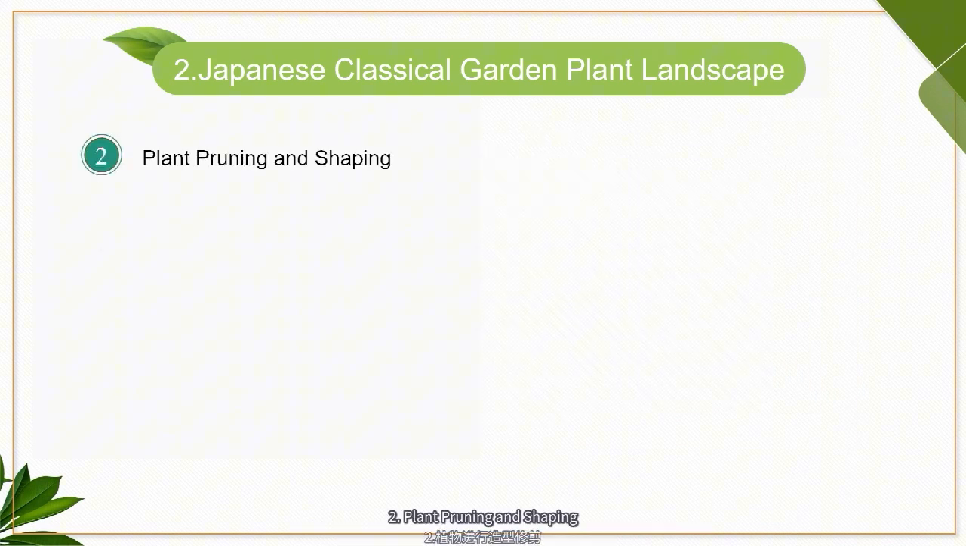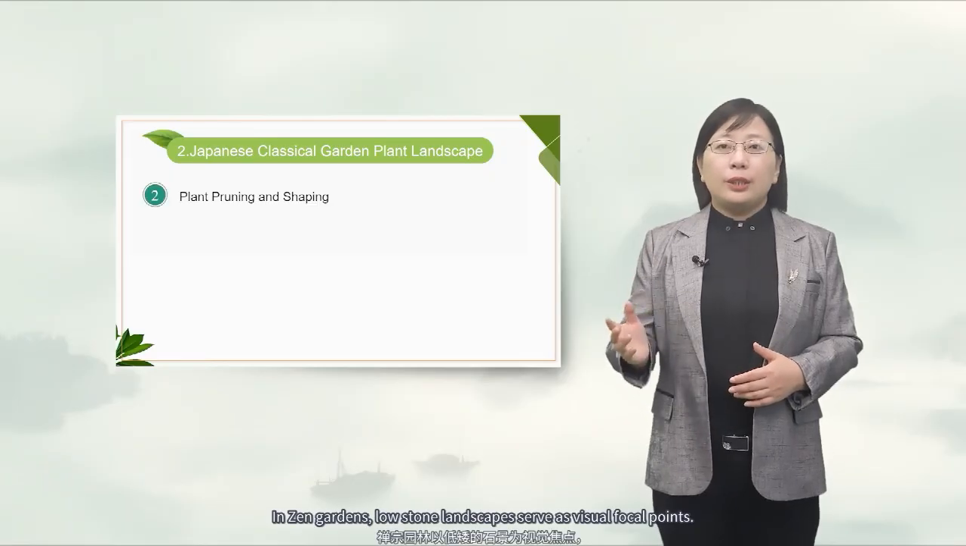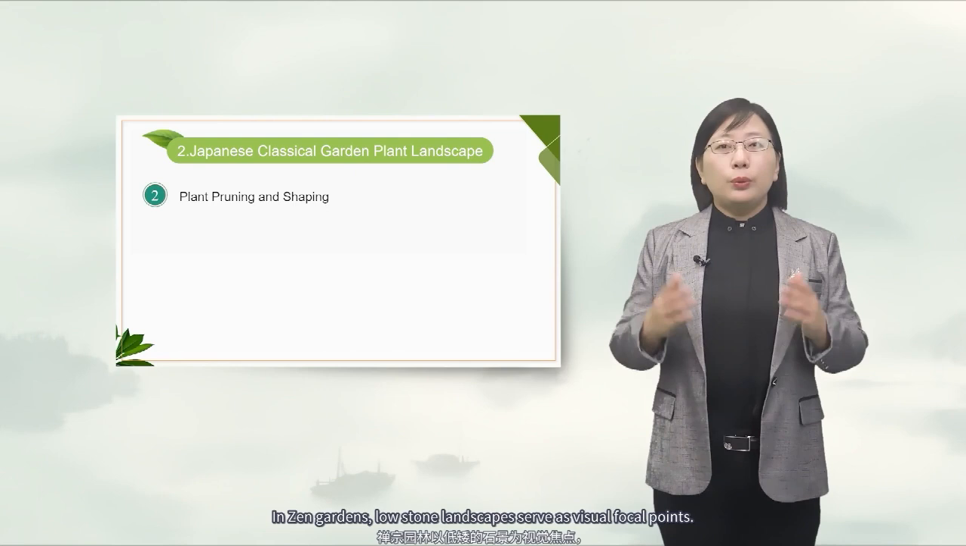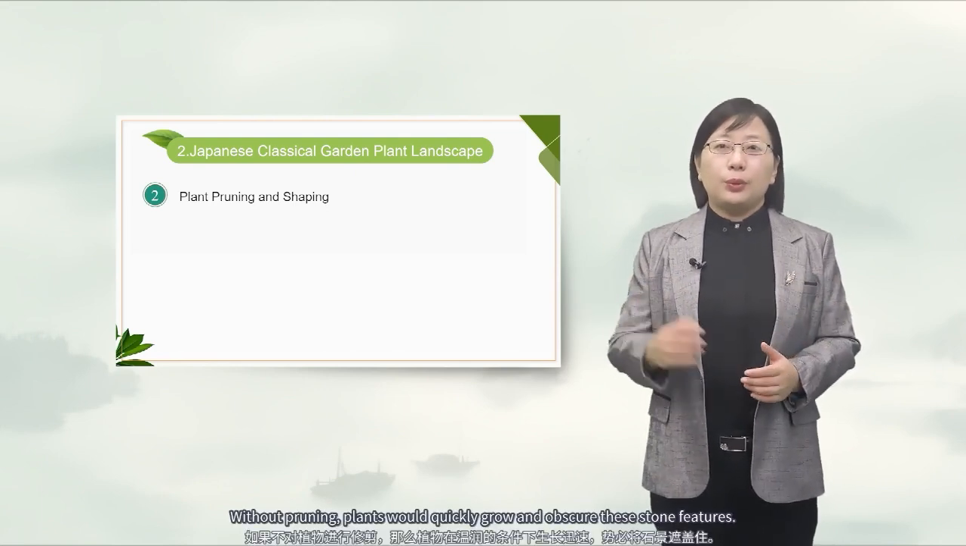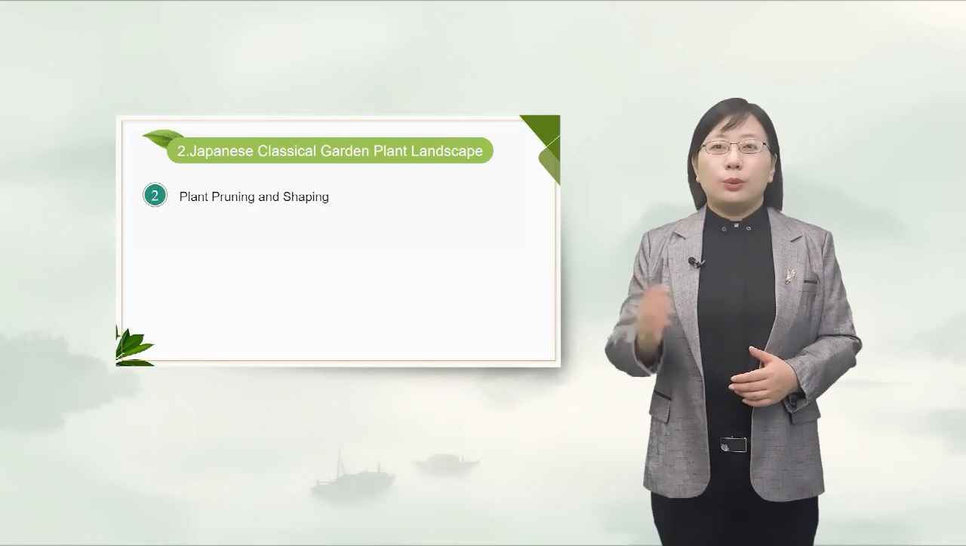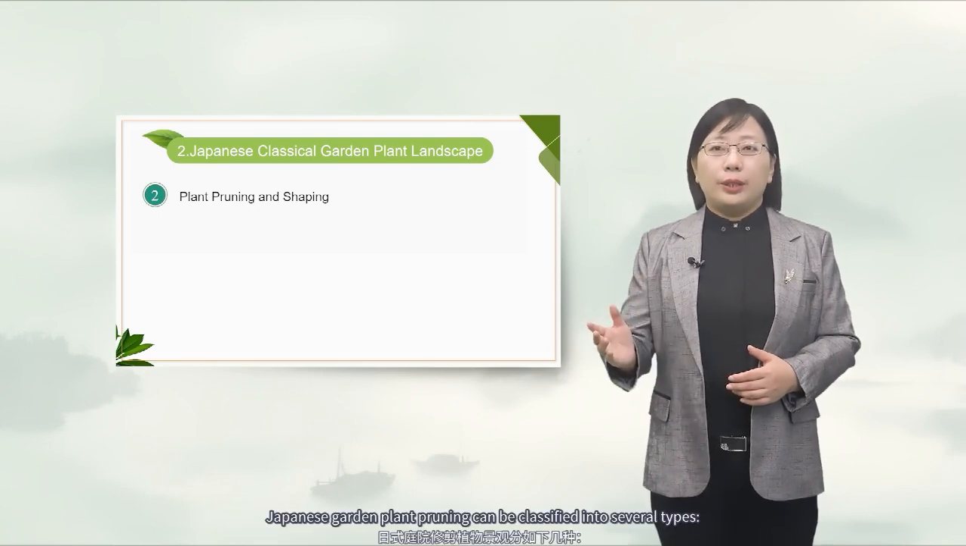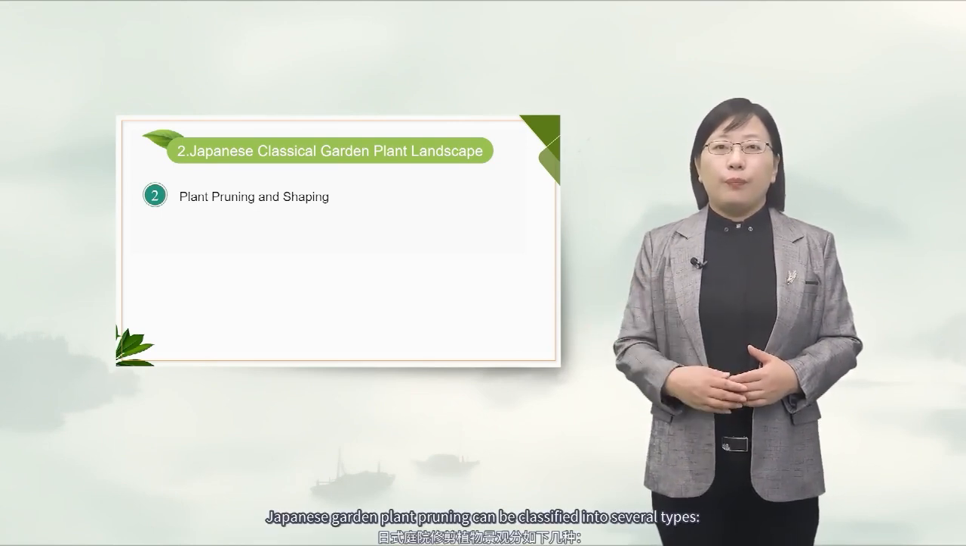2. Plant pruning and shaping. In Zen gardens, low stone landscapes serve as visual focal points. Without pruning, plants would quickly grow and obscure these stone features. Japanese garden plant pruning can be classified into several types.